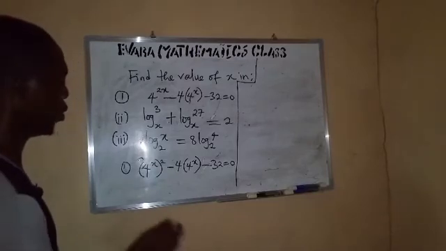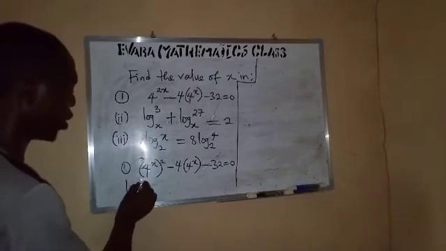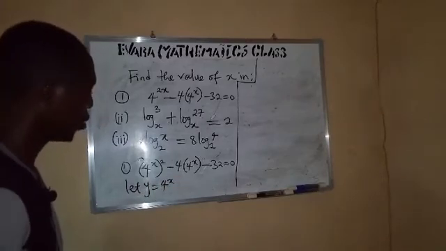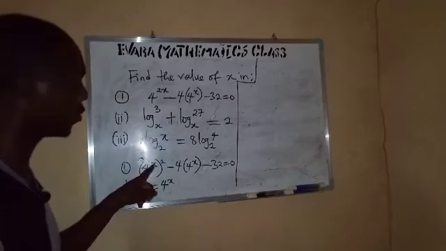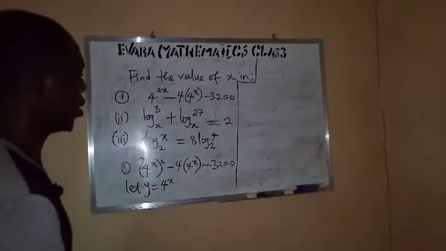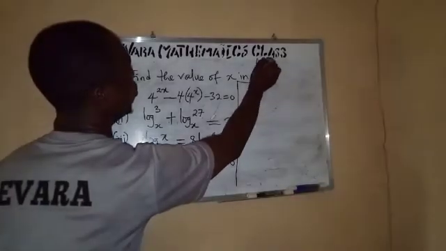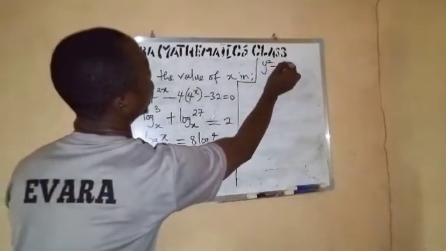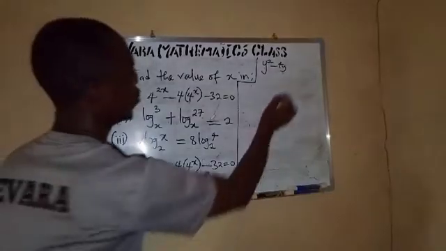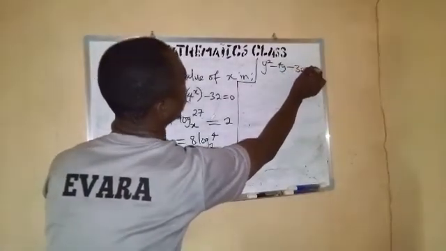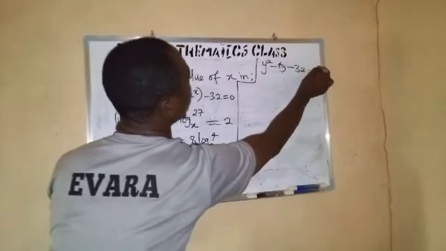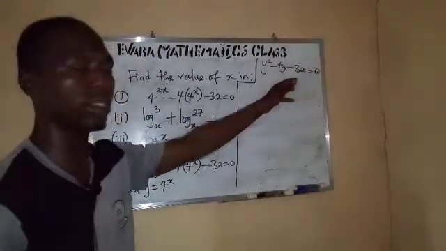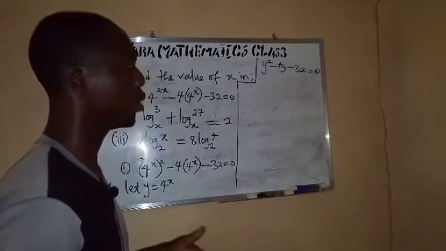variable. Let's take y. You say let y be equal to 4 raised to the power x. So that means whenever we see 4 raised to the power x, we replace it with y. So if you put y here now, it will be y squared minus 4y. Then this one will be minus 32 equals 0.